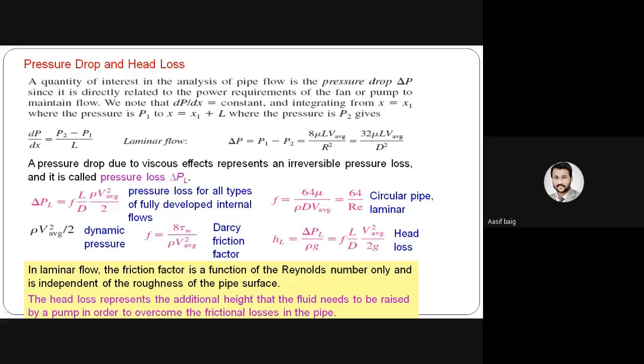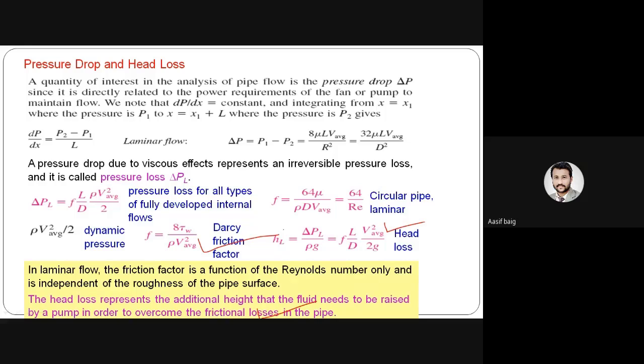So it is D by 2 actually. So we can write this as pressure loss for all types of fully developed internal flows, while in the case of circular pipe laminar flow, it is 64 divided by Reynolds number. So here are a few equations for Darcy friction factor. One equation is given for the head loss.